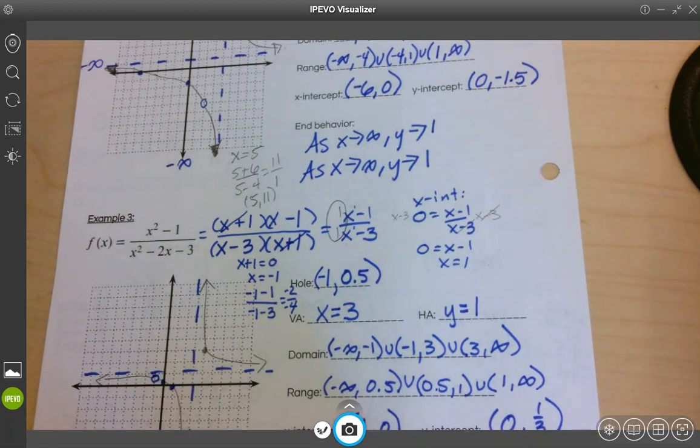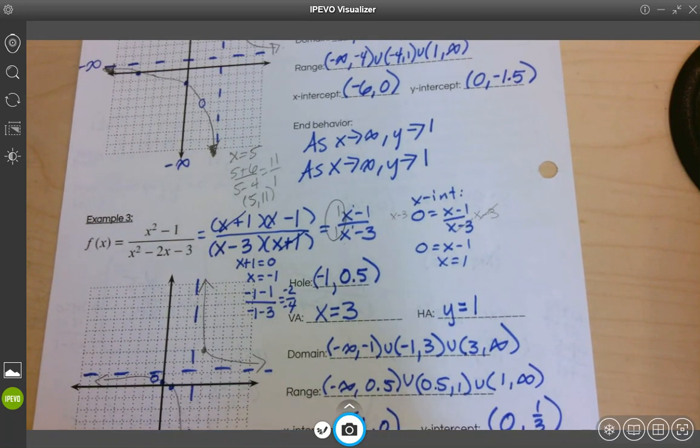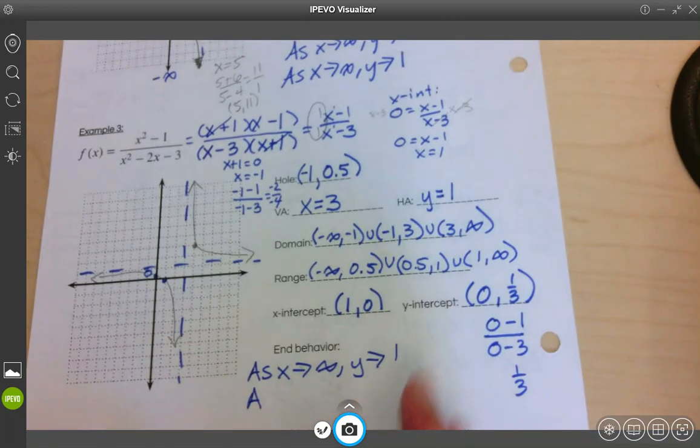Your end behavior is your horizontal asymptote. As x goes to infinity, y goes to 1. And as x goes to -infinity, y goes to 1.